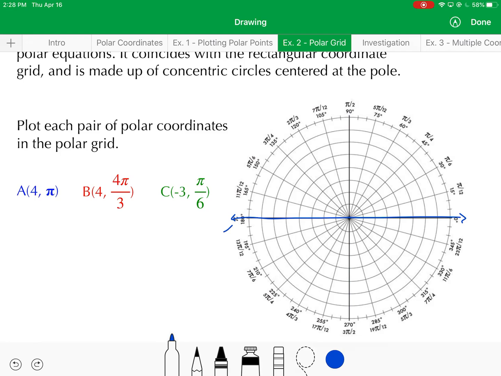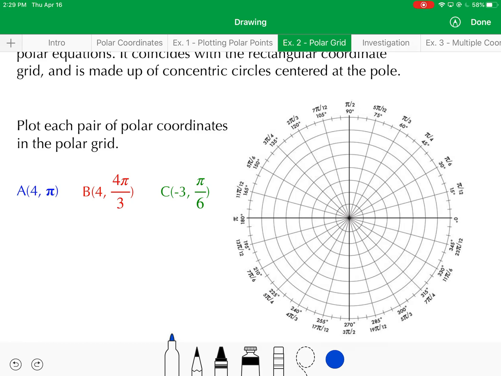We mentioned that this grid is made up of concentric circles that are all centered at the pole. The smallest circle that you see in this grid would be thought of as having a radius of 1. The next biggest circle would be radius 2, and so forth. And then notice that each one of the lines going through the pole is labeled in 15-degree increments, or pi over 12 radians. All right, that's very common for a polar coordinate system to be labeled that way, in increments of 15 degrees.